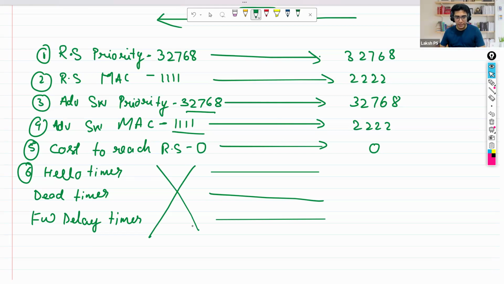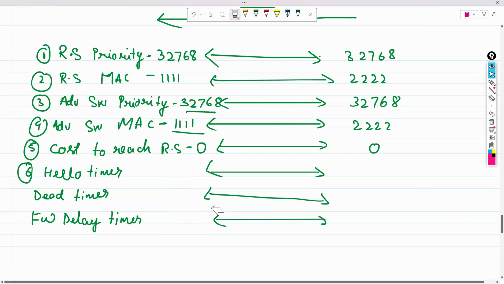However, these timers also go in the BPDU. They are exchanged between the two switches. But for election purposes, only the first 5 details are important. Clear? Any questions till here?